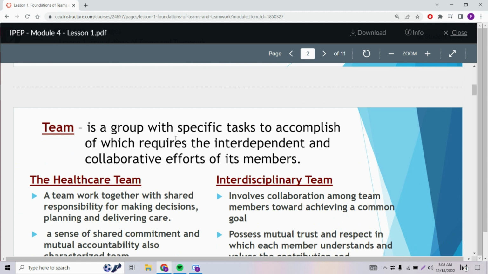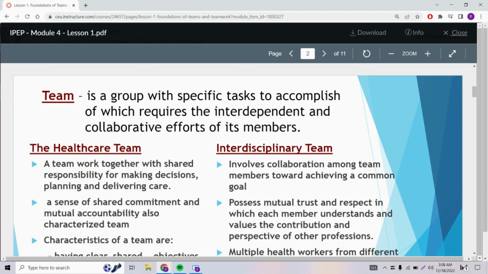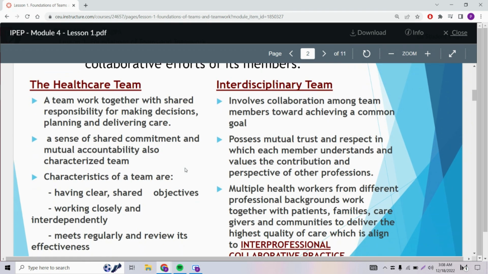Now, team, class, is defined as a group with specific tasks to accomplish, which requires the interdependent and collaborative efforts of its members. Now, the healthcare team is a teamwork together with shared responsibility for making decisions, planning, and delivering care. This sense of shared commitment and mutual accountability would also characterize them.